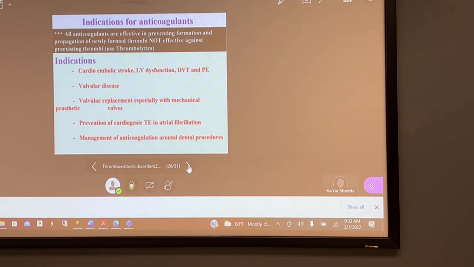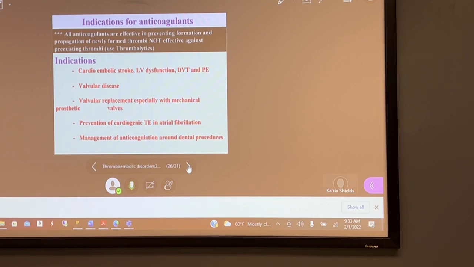This other slide now talks about indications for anticoagulants. I put that in there for you to relate to the first few slides where we mentioned the goals of treatment of thrombotic events: to prevent the formation of a thrombus, or to prevent the extension of a clot once it has been formed.